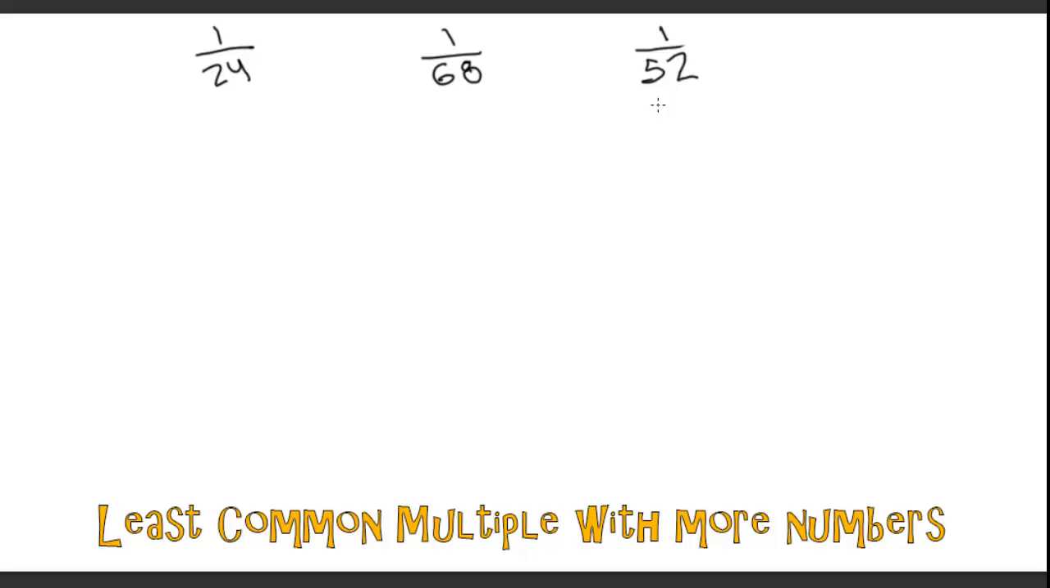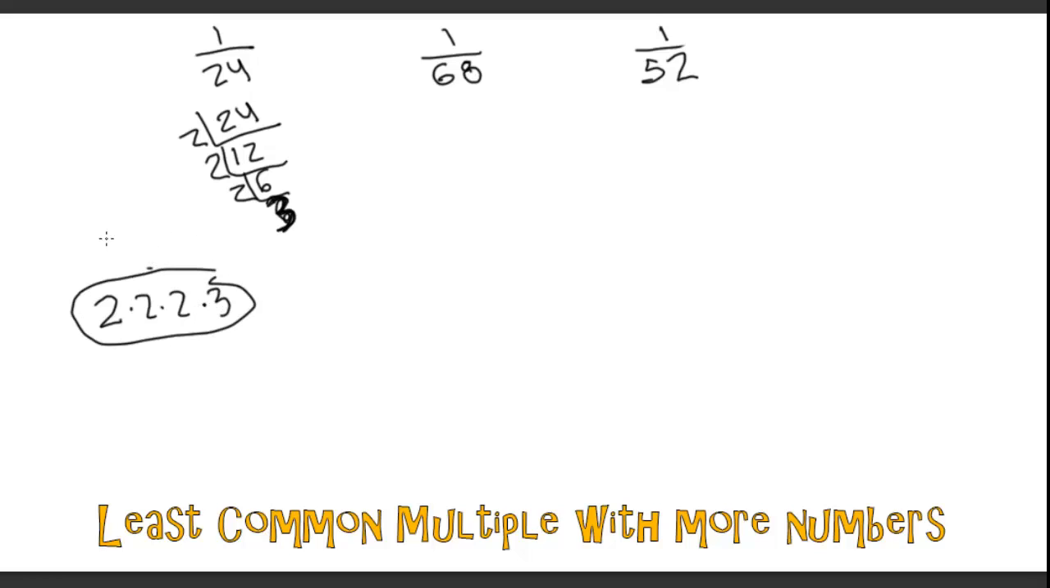Prime factorization. It's there. It rocks. Let's do it. Alright, so 24. 24, upside down bracket. 2 goes in there 12 times. 2 goes into 12 6 times. 2 goes into 6 3 times. 2 times 2 times 3 is the prime factored form of 24.